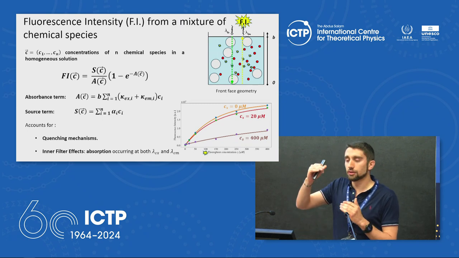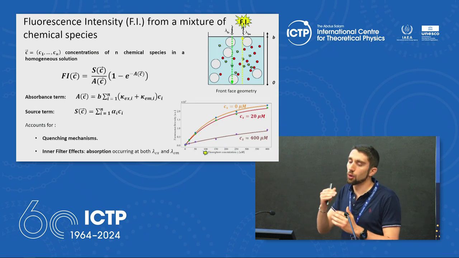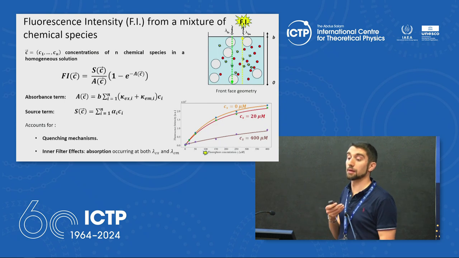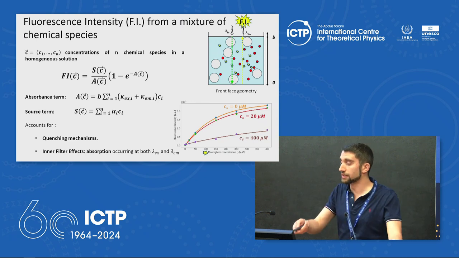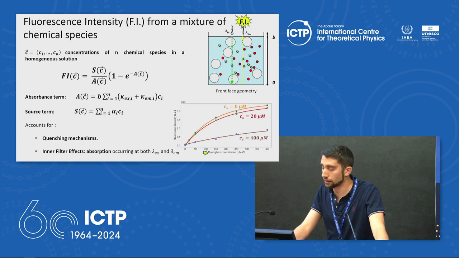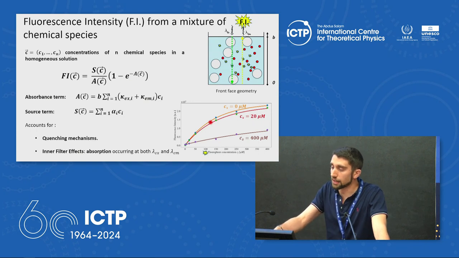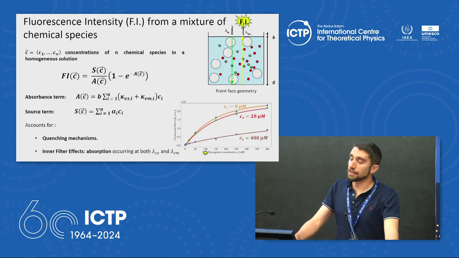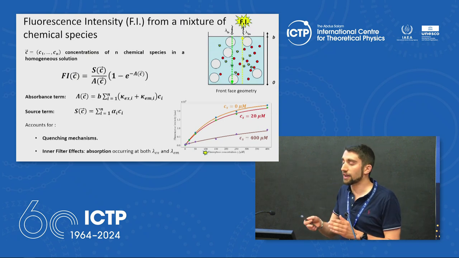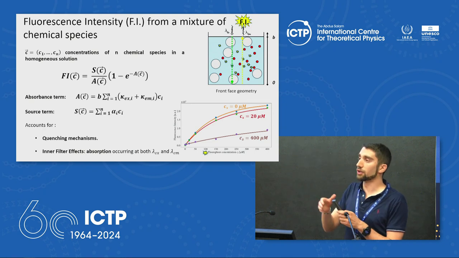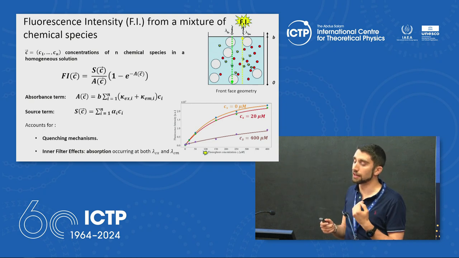The saturation values depend on a ratio and a competition between a source term and an absorbance term. As you can see here, an application in a certain calibration case. And as you can see, this has an effect both on the saturation values, but also on the slopes that you have at the beginning.